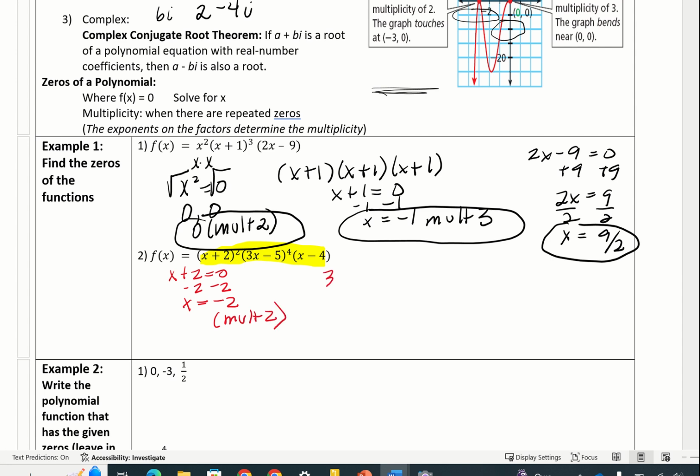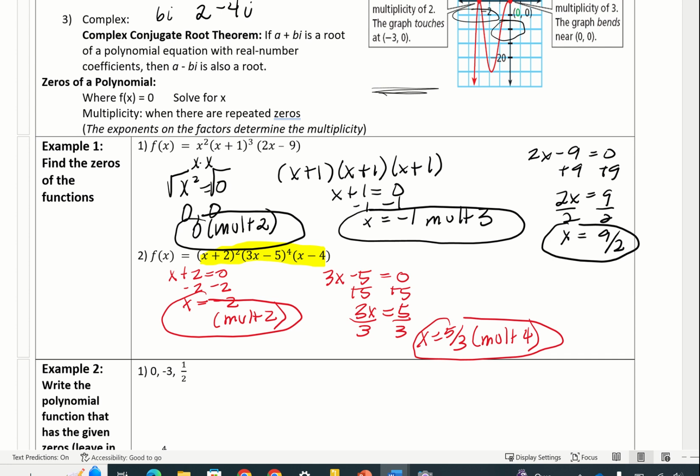And then same thing over here, 3x minus 5. We're going to set that equal to 0. We're going to add 5. And we get 5/3 when we divide by 3. But that's with a multiplicity of 4, because technically there would be 4 3x minus 5s. So this is with a multiplicity of 4. So we just have to understand that that sometimes happens. And then that last one wouldn't have any multiplicity at all. That would just be a single answer of x equals 4, so it crosses through there.